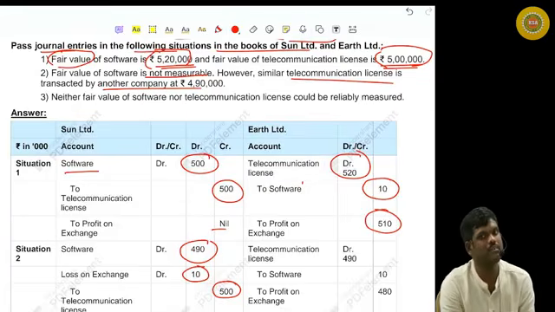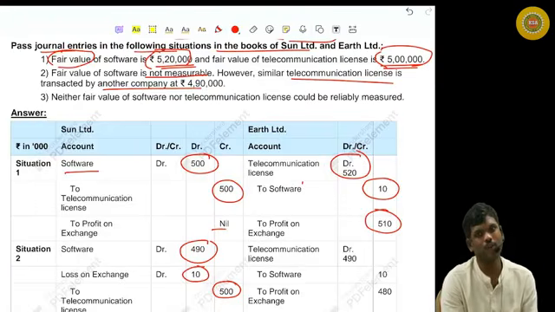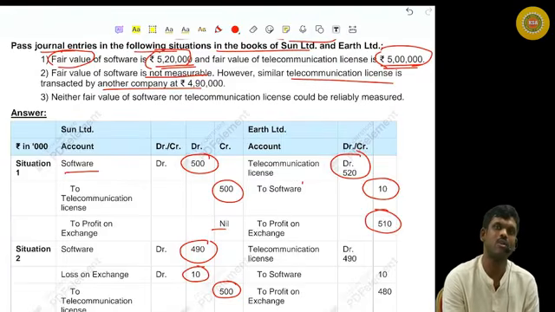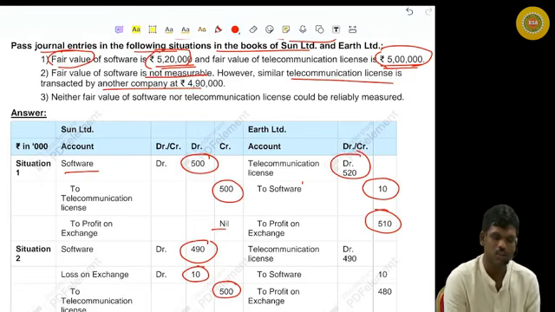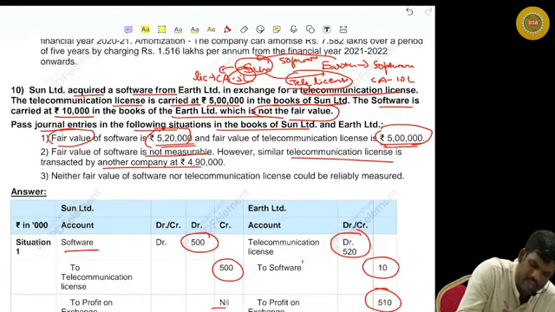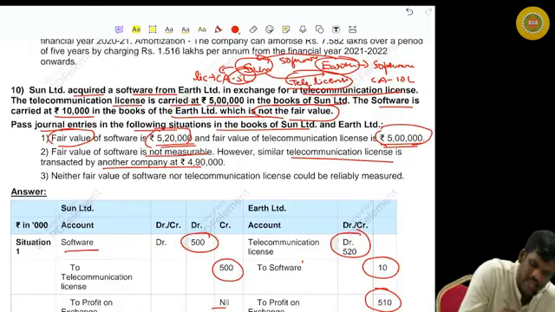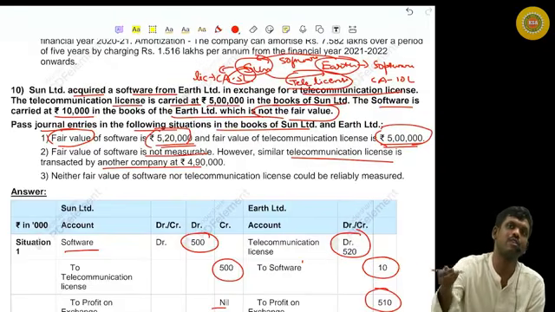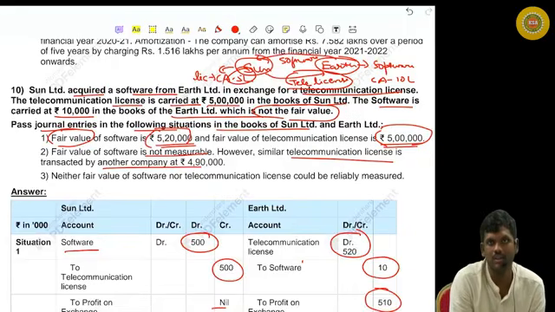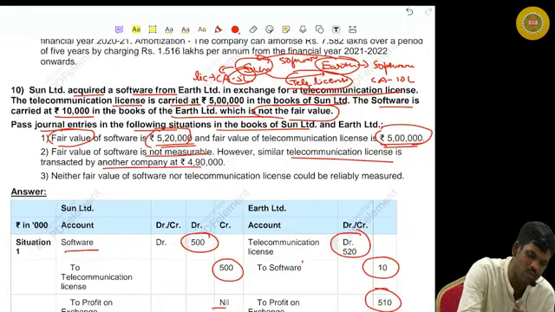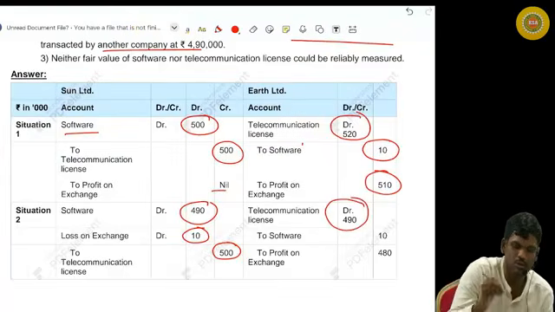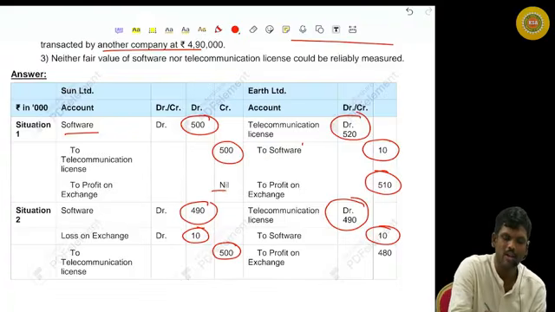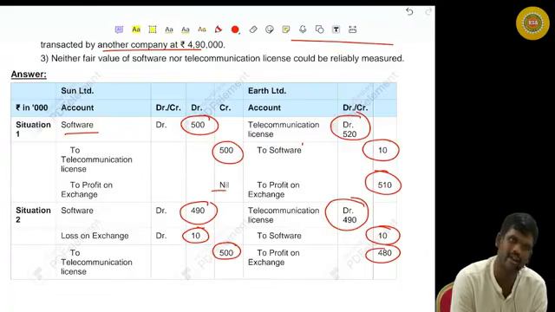I am repeating. Earth Limited has given up which asset? Software. Do you know the fair value of the software? No. So if the fair value of the asset given up is not known, then we should use the fair value of the asset taken over. The asset taken over by Earth Limited is the telecommunication license. So they will use the fair value of the telecommunication license, which is 4,90,000. So telecommunication license account debit 4,90,000. They are removing software, so it should be credited at 10,000 book value. The remaining 4,80,000 will be profit on exchange, which should be taken to P&L.